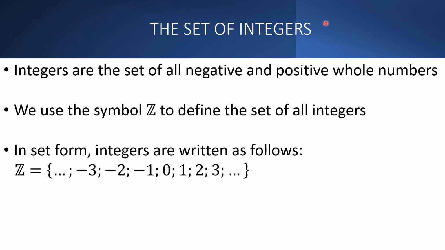Set of integers. Integers are the set of all negative and positive whole numbers. We use the symbol Z to define the set of all integers. In set form, integers are written as Z is equal to all your negative and positive whole numbers.